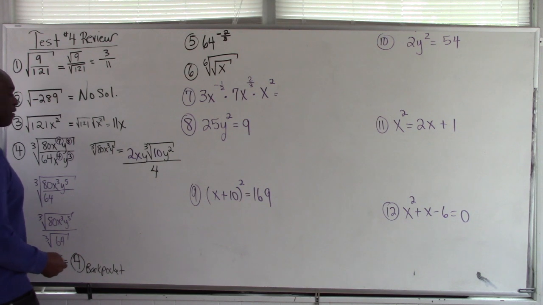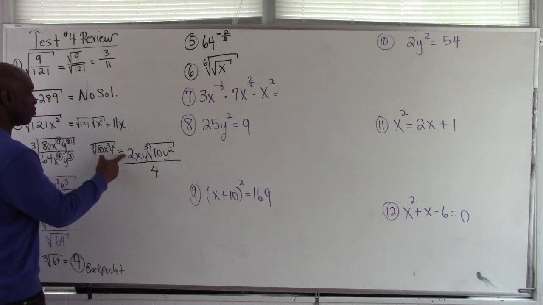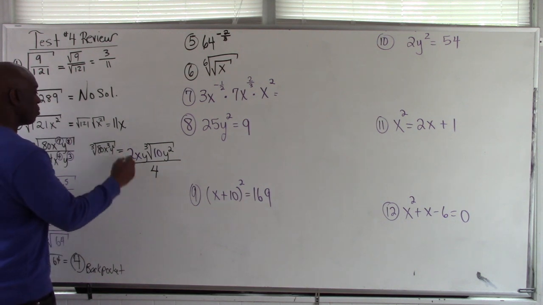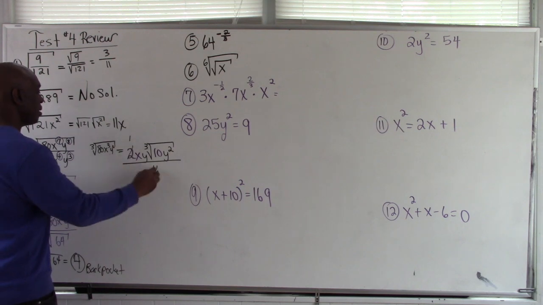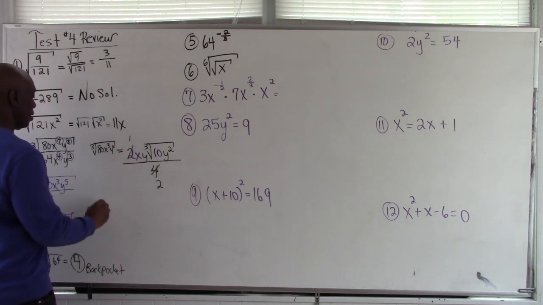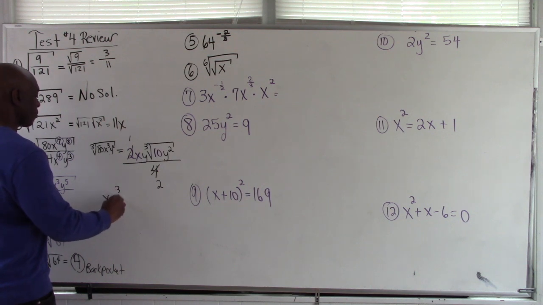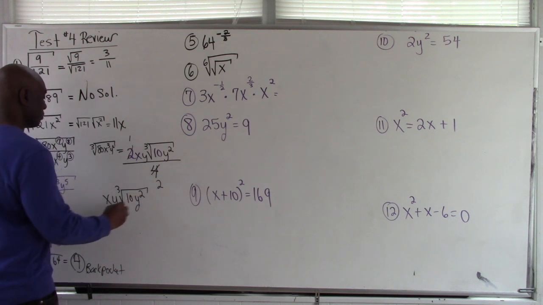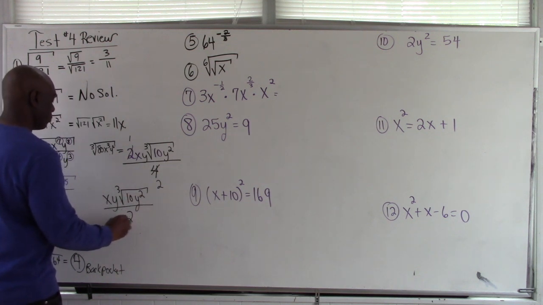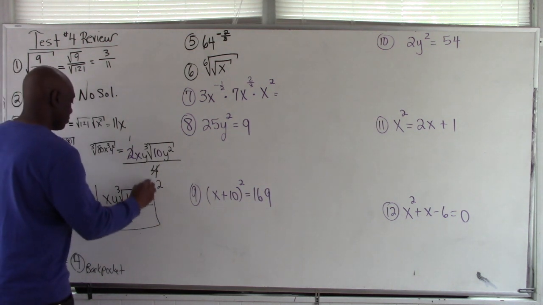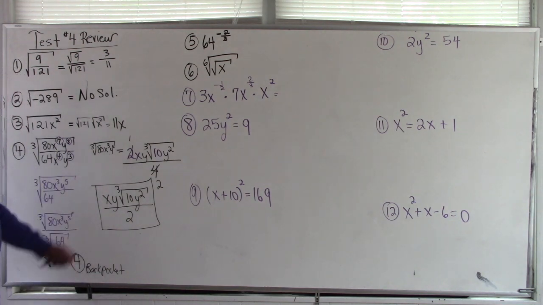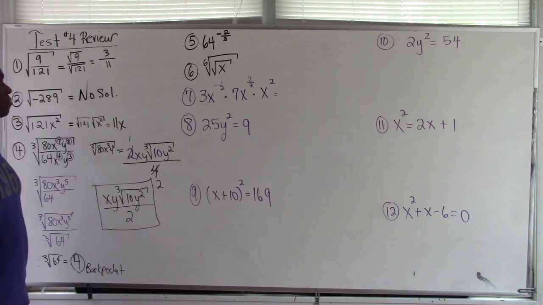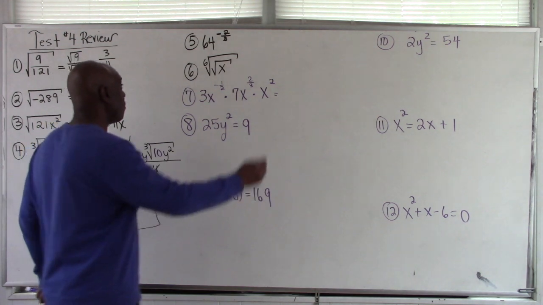If I simplify it, I can reduce 2 over 4: 2 going into itself 1 time, 2 going into 4 2 times. So we're going to have x, y cubed, the square root of 10y squared, all over 2. There's your answer. That's number 4. That's a lot. All right, number 5.